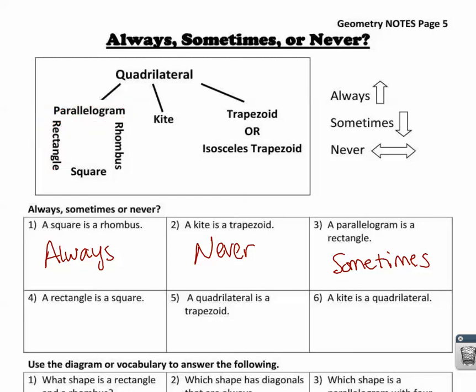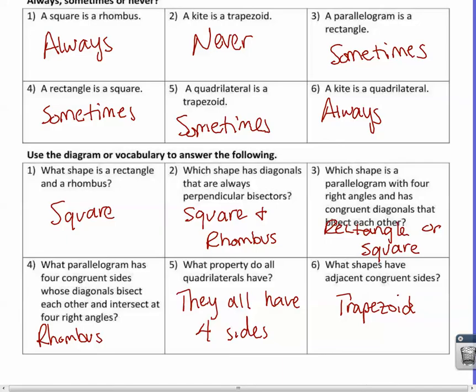Pause the video and try the remaining problems on the page. In the below problems, you'll also have to identify what the shape is given the properties. Check your following answers. If you have any questions, ask your teacher.